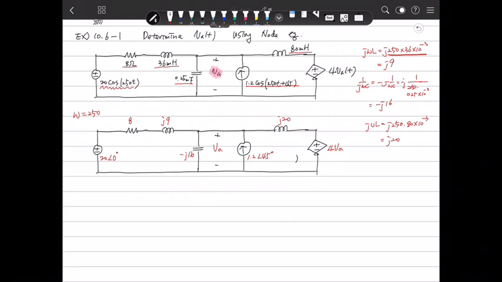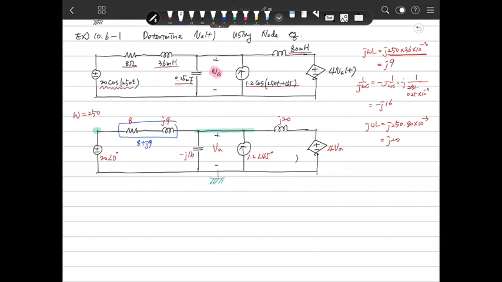So we need to make a node equation here. So how to make a node? This is a reference node. We can redraw it. This is one node, and we make this a node, but we can make one impedance 8 plus j9. Okay.